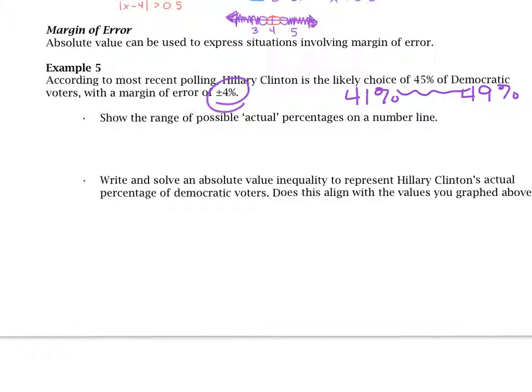So anyway, back to the math part of this. We want to show this on a number line, and essentially we just did that up above, but here's my number line. 41 is here. The highest it could be is 49. And again, I got that from adding 4 and subtracting 4 from my actual estimate. And then 45% would be somewhere right in the middle. So we would know that somewhere between 41 and 49 is the actual number of voters that we're predicting would vote for her.